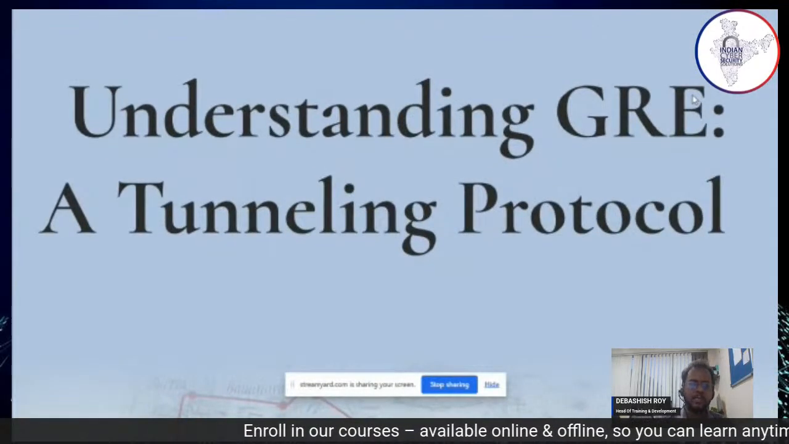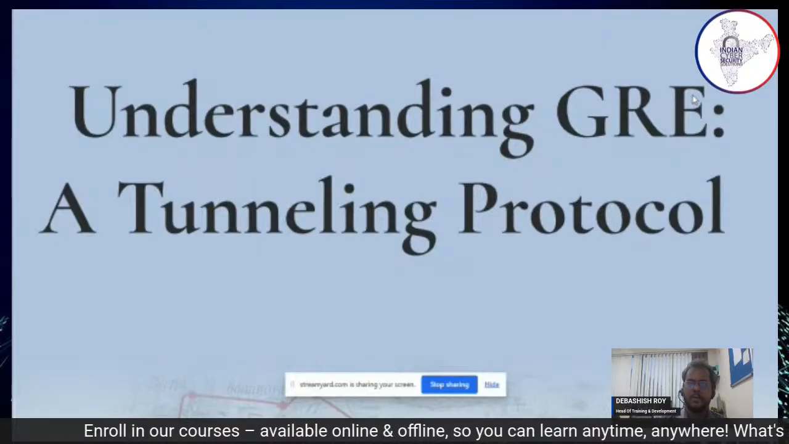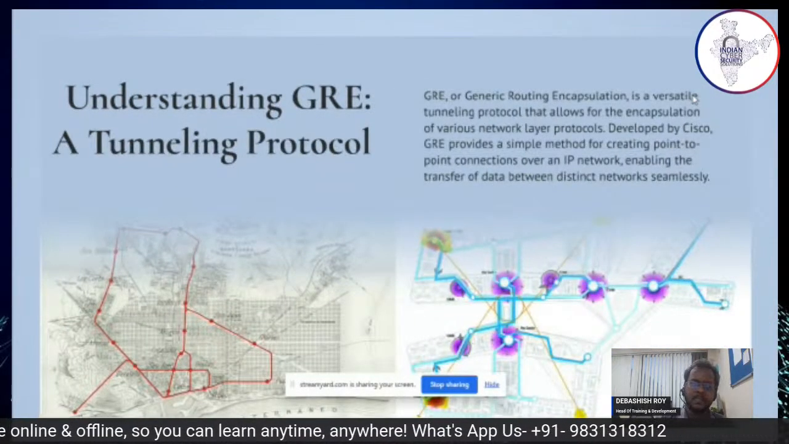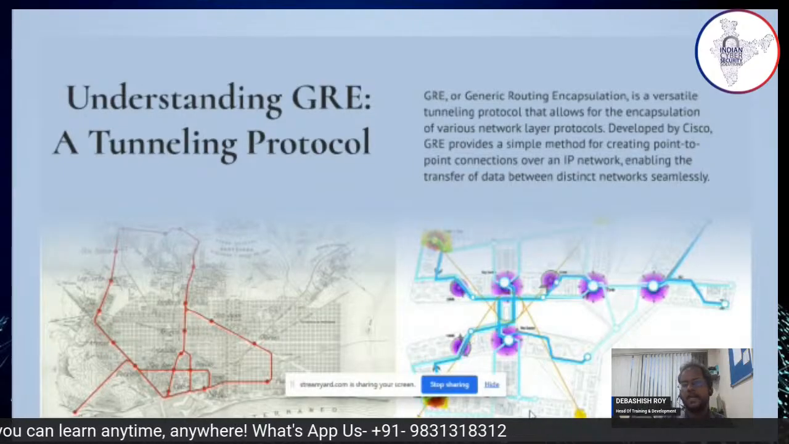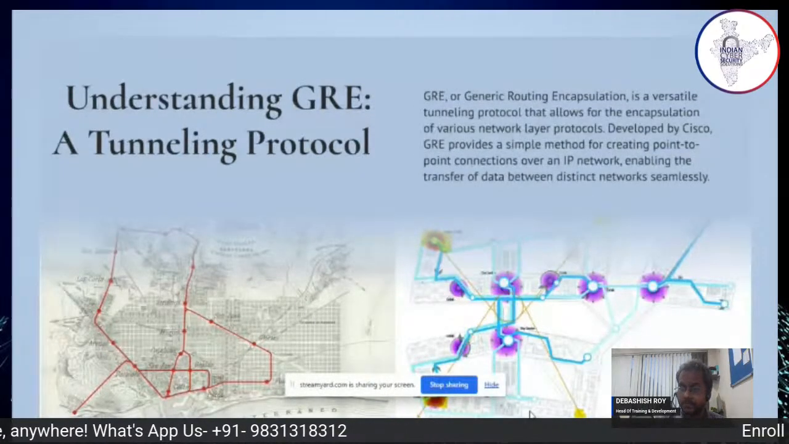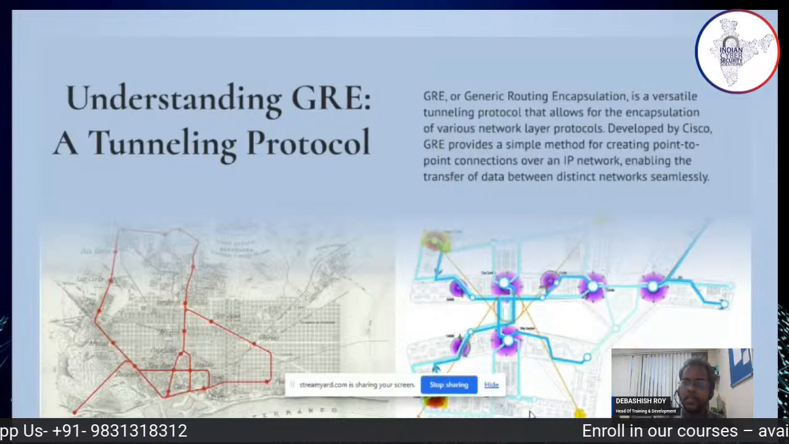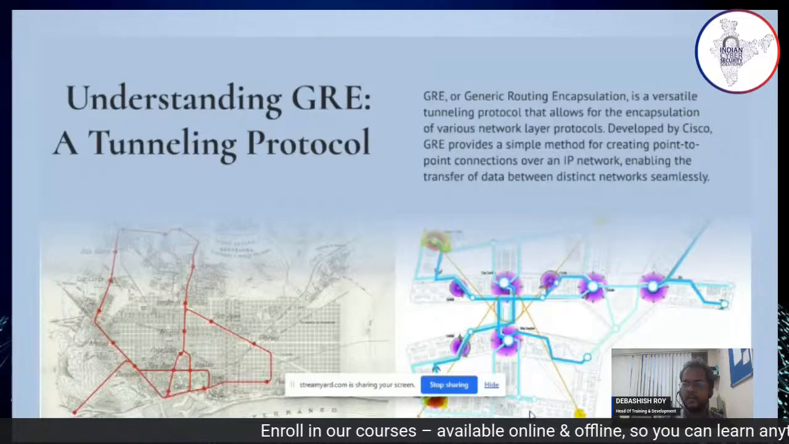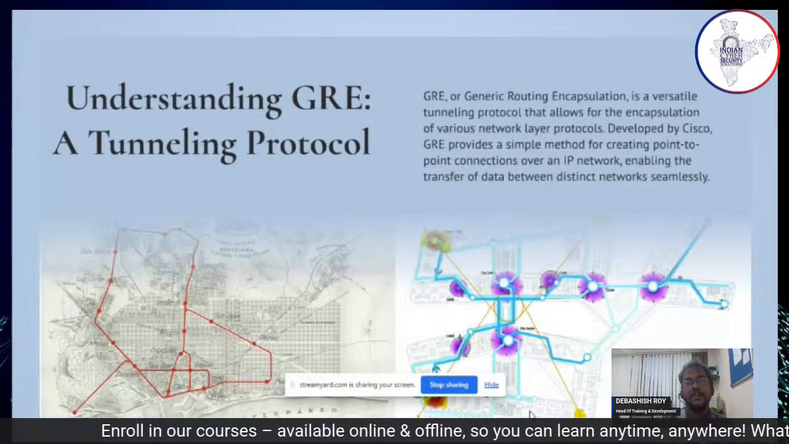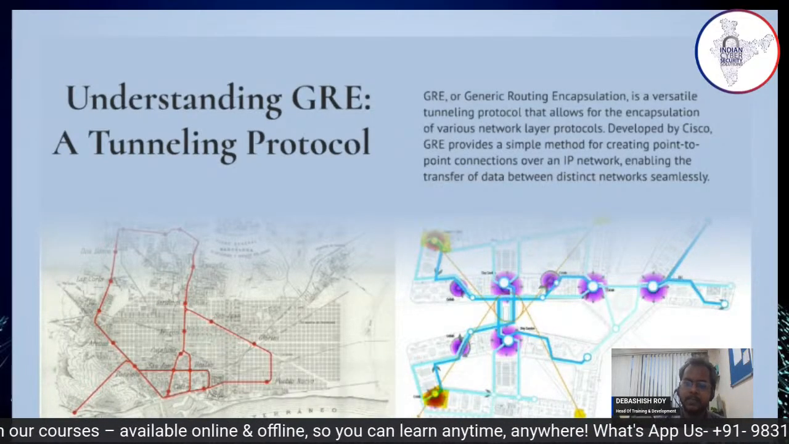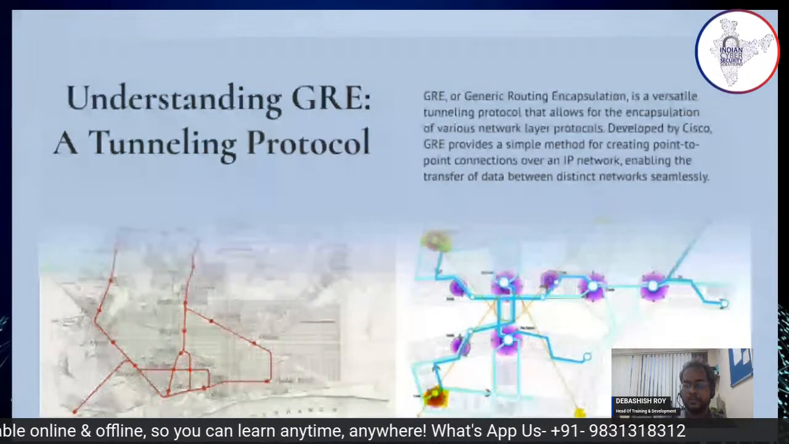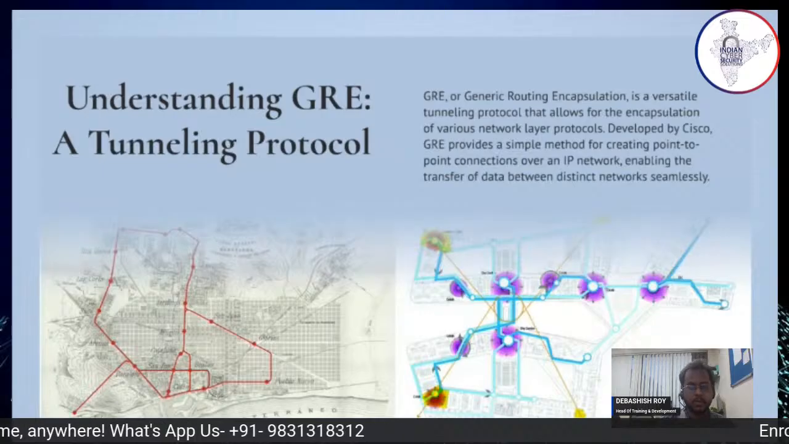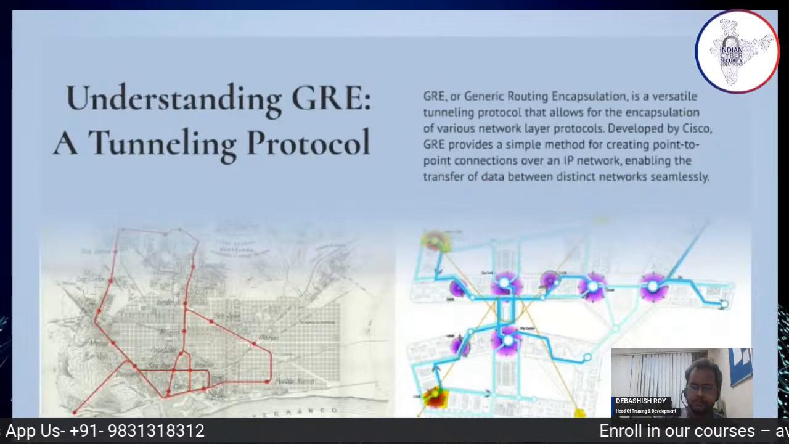So we'll understand GRE now, that is a tunneling protocol for this VPN. GRE is a versatile tunneling protocol that allows for the encapsulation of various network layer protocols, developed by Cisco. And GRE provides a point-to-point connection over an IP network. Point-to-point means that your serial links are connecting between two networks. And there you have the VPN tunnel, and you have the GRE or the IPsec protocol for encryption.